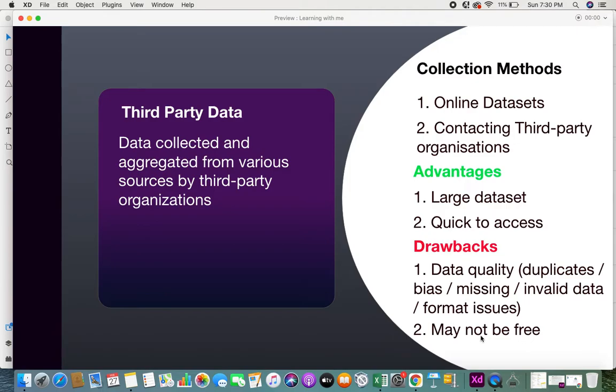And also the second one, it may not be free. Depending on the data that you want to access, sometimes you need to pay for data. So definitely it may not be free, which is another drawback.